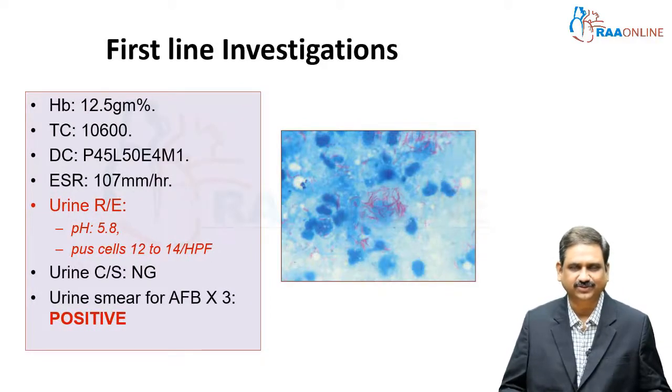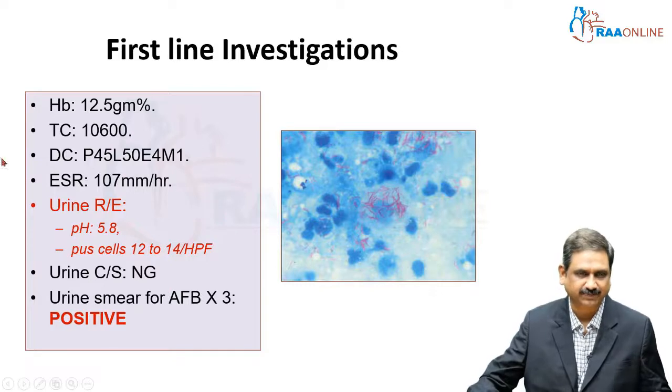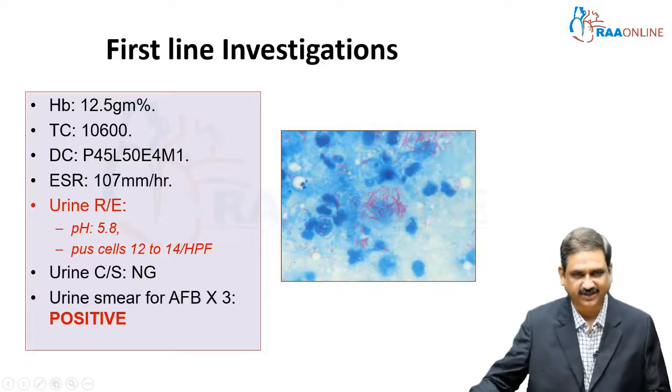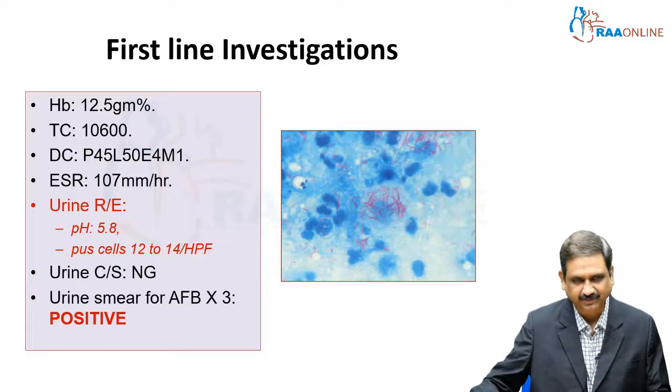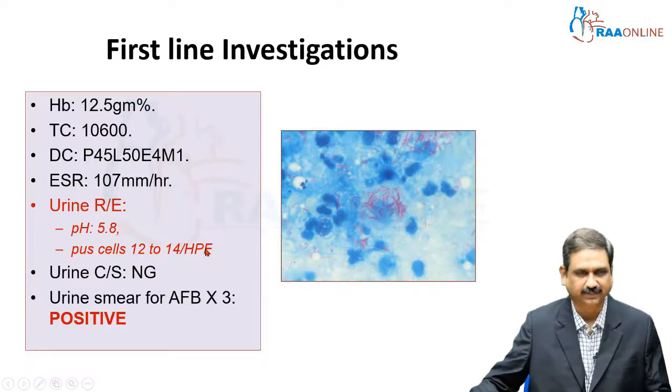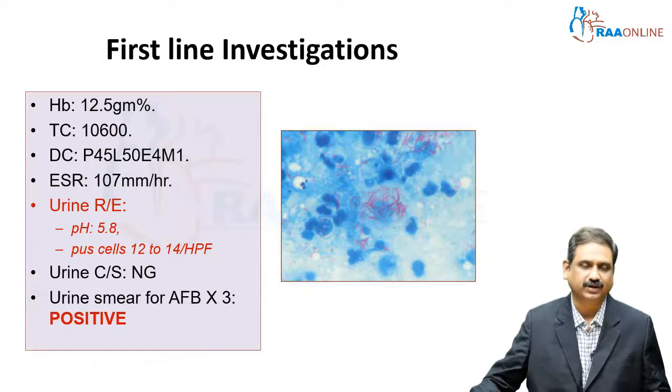The next thing we will do is the regular routine biochemical investigations. Hemoglobin was 12.5 grams, total count 10,600, differential count predominantly lymphocytosis, and ESR, if you see here, is 107 millimeters per hour. It's very important for you to remember this. ESR of more than 100 is something we will have to concentrate upon. In the urine routine analysis, the pH was 5.8, a little bit acidic, and pus cells were 12 to 14 per high power field. Urine culture showed no growth and urine smear was positive for acid fast bacilli. When we did 3 consecutive specimens of urine for AFB, they were positive for acid fast bacillus.